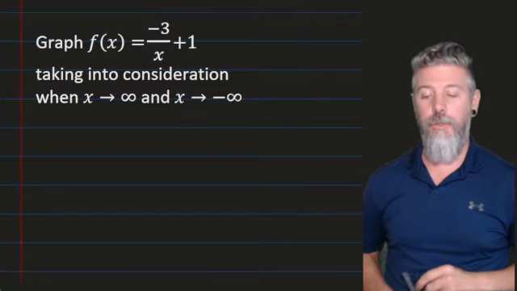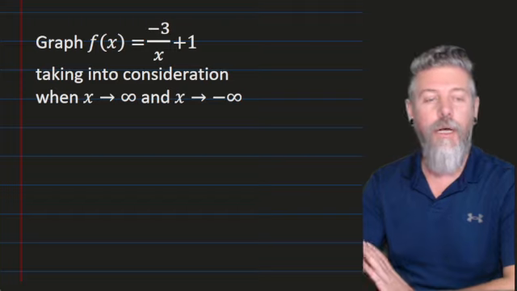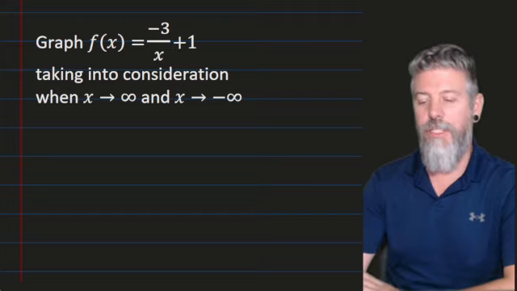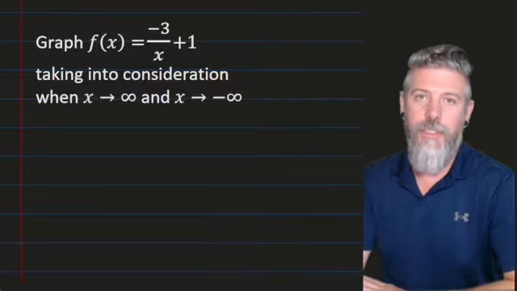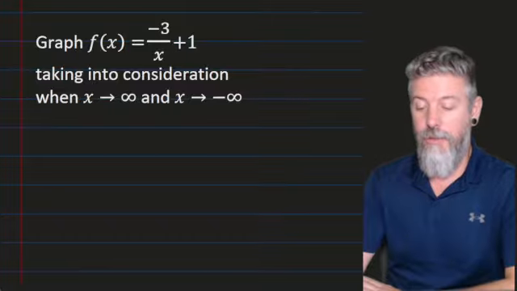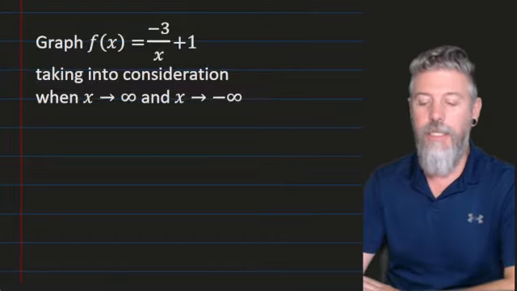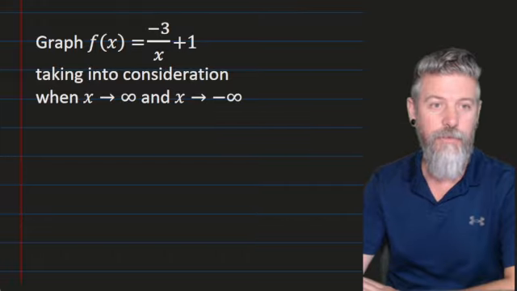In your syllabus, when you are first introduced to these, they are just in the form of k over x. But I have put in the +1 just to make it a little bit more of a revision of hyperbolas when we look at this as a reciprocal function. So the question is, graph f of x equals -3 on x plus 1, taking into consideration when x goes towards infinity and when x goes towards -infinity.